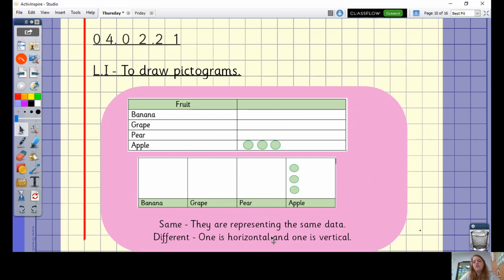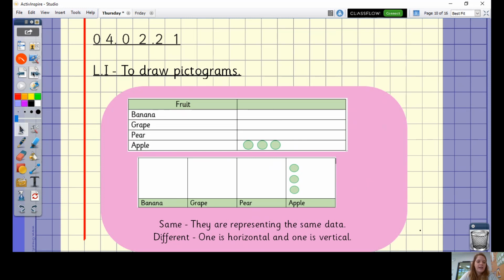Now I find this top pictogram, the horizontal pictogram, a lot easier to read because I can see really clearly the categories and I can see really clearly going across the symbols. But you may find this vertical one at the bottom is easier to read.